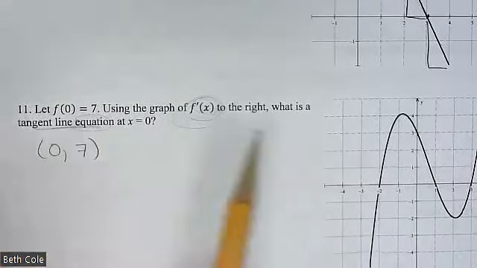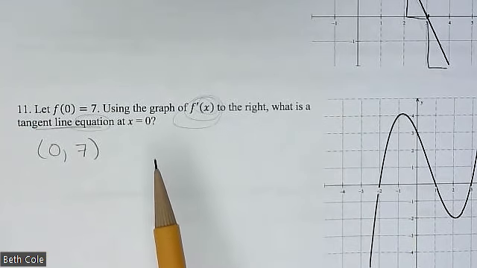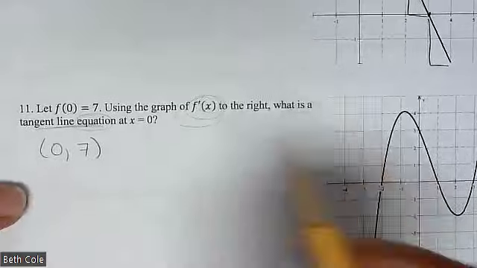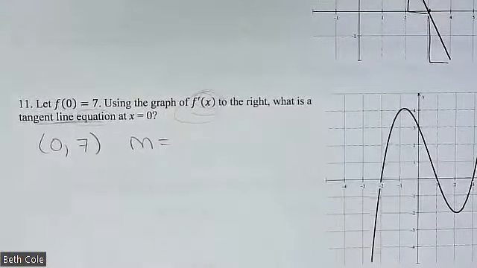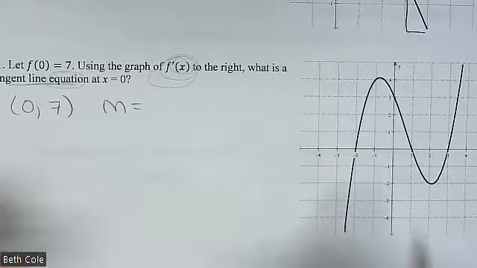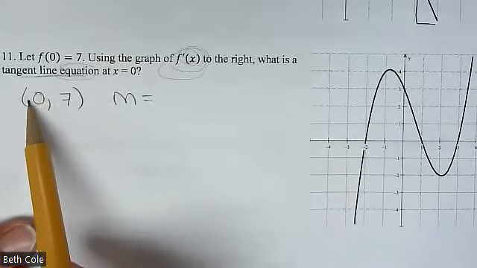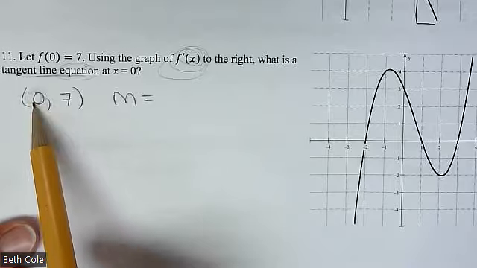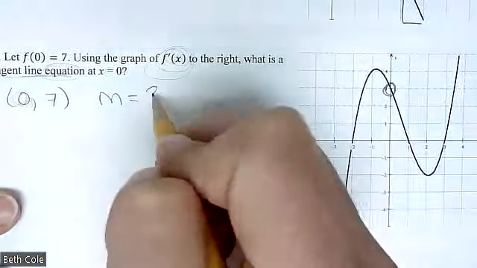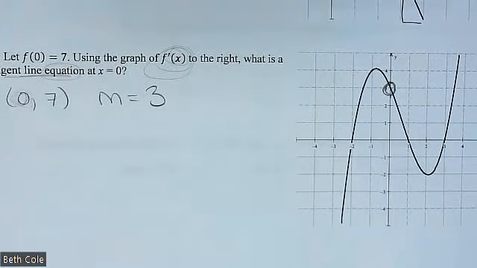Oh, to write an equation, you need two things. What are they? You need a point, good, and you need a slope. Slope comes from derivative, and they gave you a graph of the derivative right there. Isn't that handy? They can't give you an undoable problem, so they're going to give you everything you need. So we need the derivative at 0. So what is that point on the graph? (0, 3). Your slope is 3.